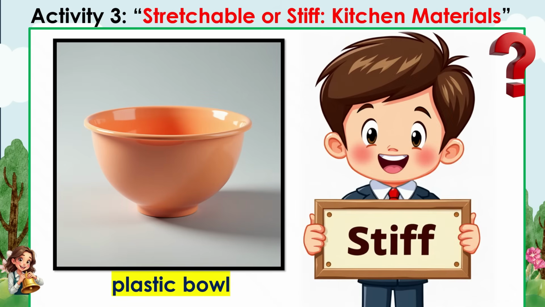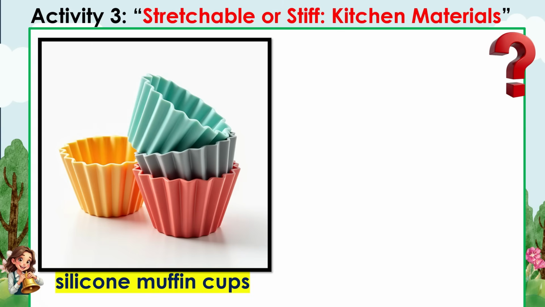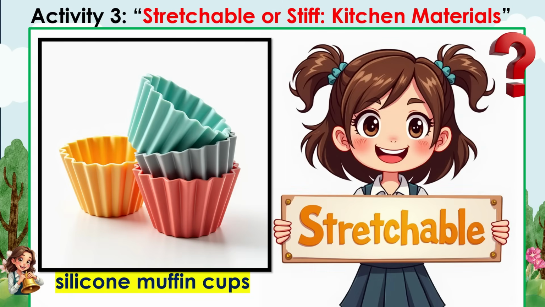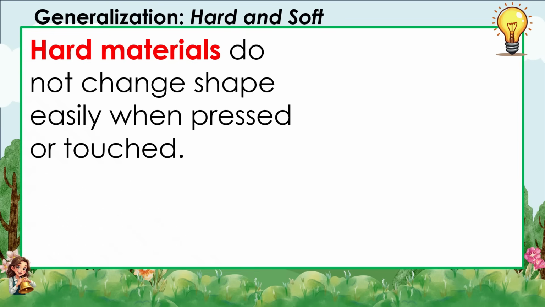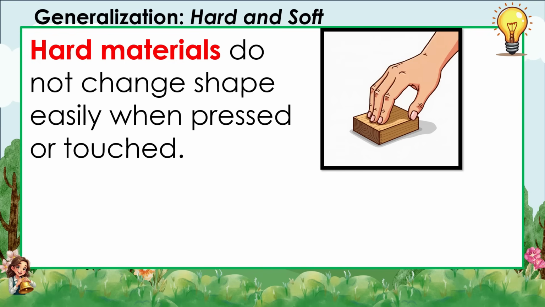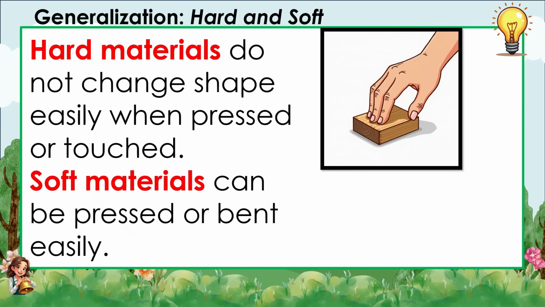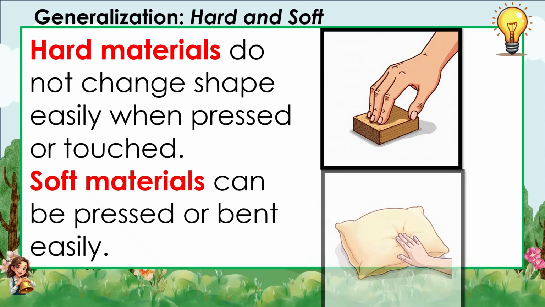Yes, it is stiff. Silicone muffin cups. Yes, it is stretchable. Good job! For our generalization, hard and soft. Hard materials do not change shape easily when pressed or touched. Soft materials can be pressed or bent easily.